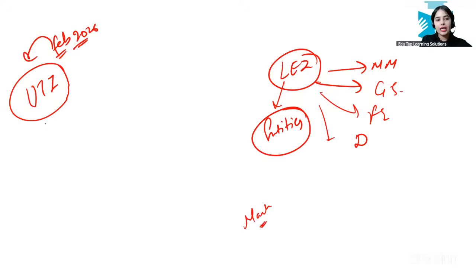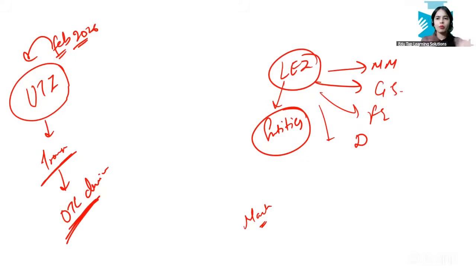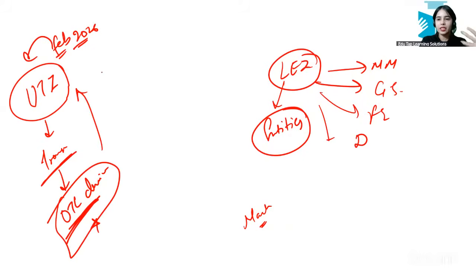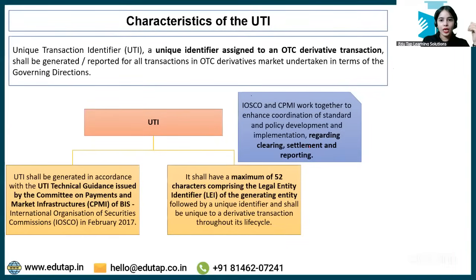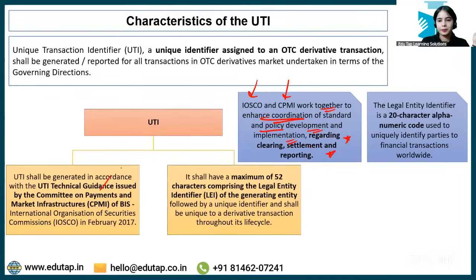Okay. So UTI is basically only for over-the-counter derivative transactions, not money market, not government securities, not any other kind of transactions. Only for over-the-counter derivative transactions is the UTI required. And it is to recognize the transaction. So IOSCO and CPMI work together to enhance the coordination of standard and policy development and implementation regarding clearing, settlement and reporting. They work together to release this technical guidance and to coordinate. The LEI is the 20-character alphanumeric code that we have discussed. Okay. So this is the idea.